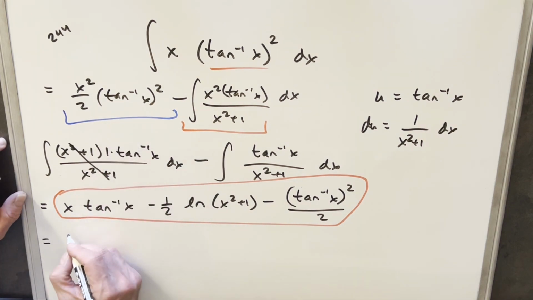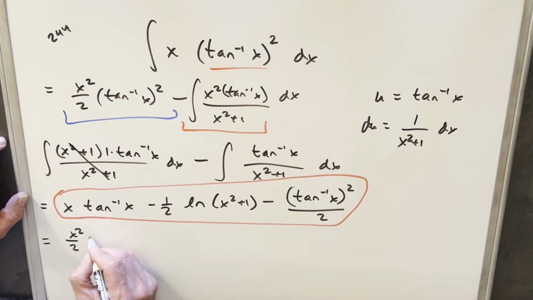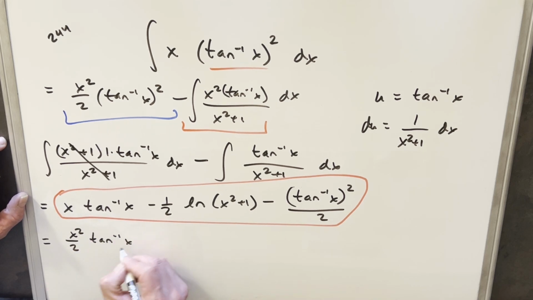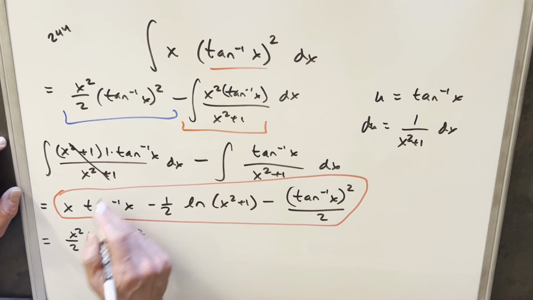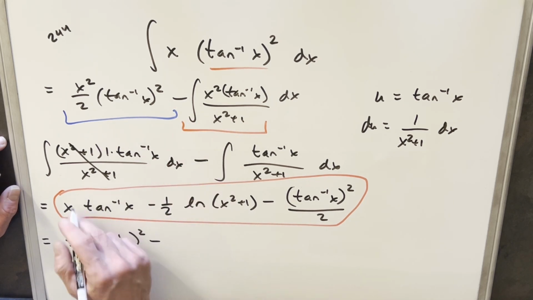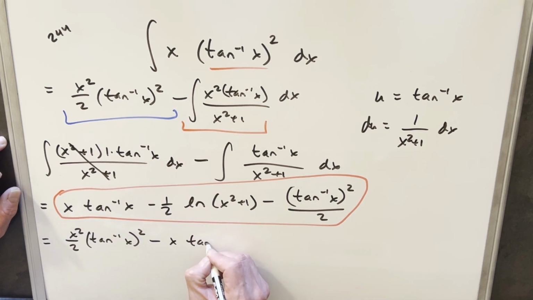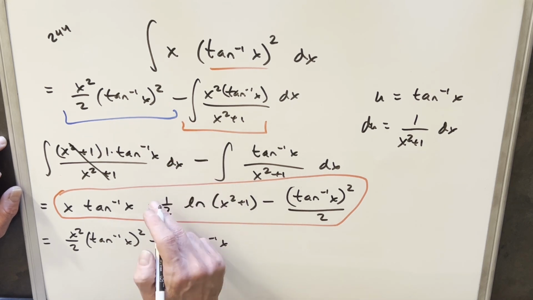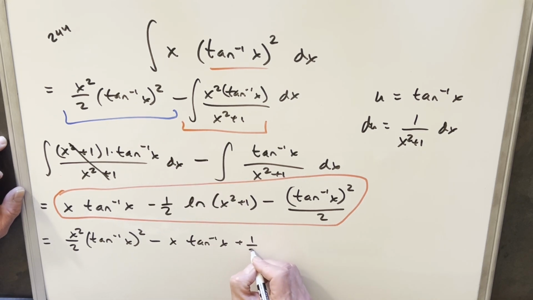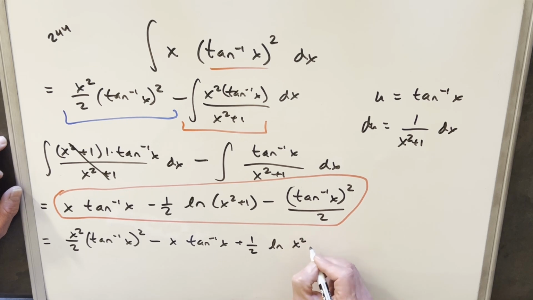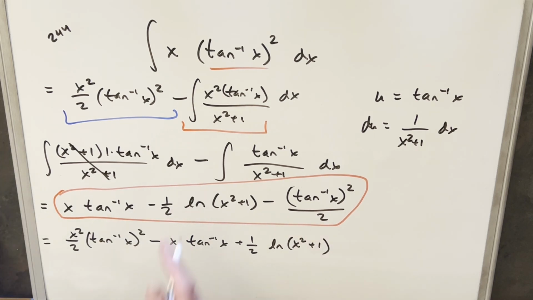So first we'll bring down this part that we have in blue, which is x squared over 2 arctan x all squared. Then we need to distribute the minus sign into everything here. So we'll have minus x arctan of x, minus times minus here gives me plus 1/2 natural log x squared plus 1. And then minus times minus here gives me a plus arctan of x squared over 2.